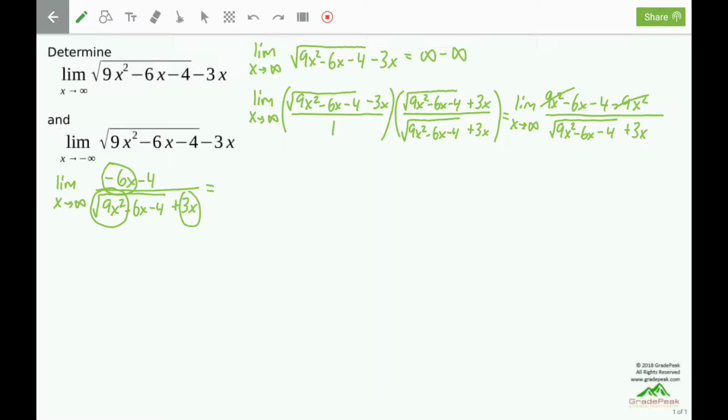In the numerator, plug in the positive infinity. Negative 6 times positive infinity is negative infinity. In the denominator, positive infinity squared, positive infinity times 9, positive infinity, square root of positive infinity is positive infinity, plus 3 times positive infinity, which is positive infinity. Positive infinity plus positive infinity is positive infinity. The result is negative infinity over positive infinity. We have the infinity over infinity indeterminate form here. We will need to rework this.